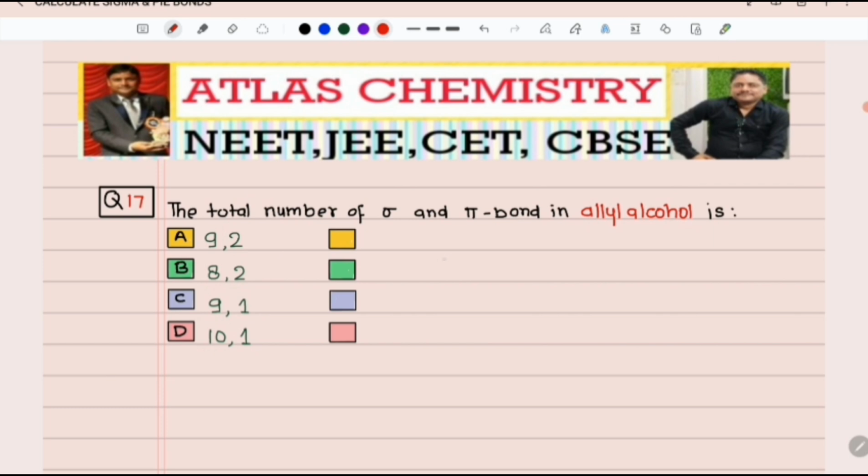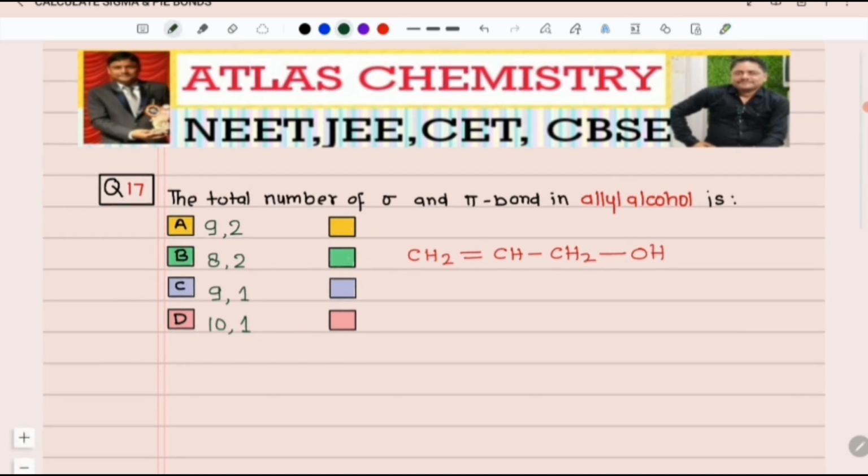So the allylic group is like this. It is CH2 double bond CH, and then there is a CH2, and here is an OH group. The carbon that you see, this carbon is the allylic carbon, and if any OH group is present at that allylic carbon, that is called allylic alcohol. Now we have to expand this structure.